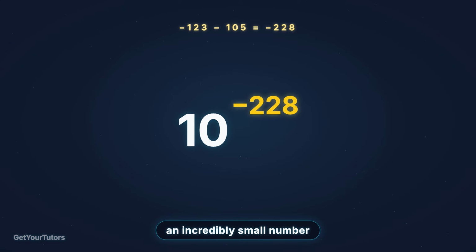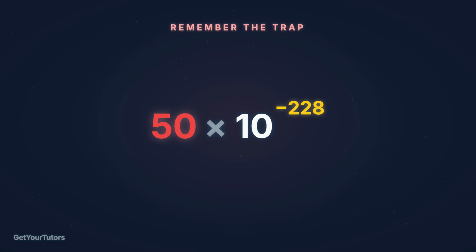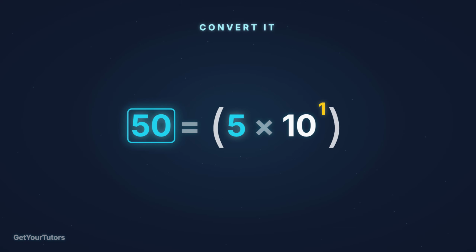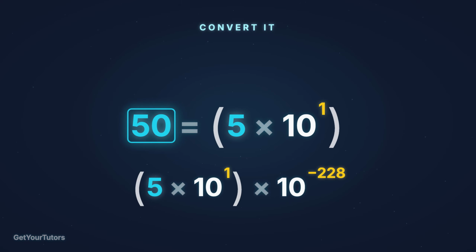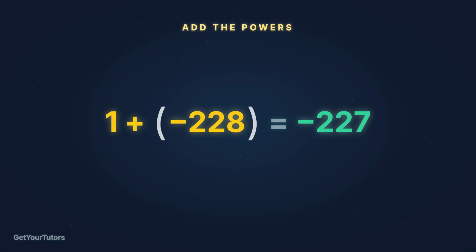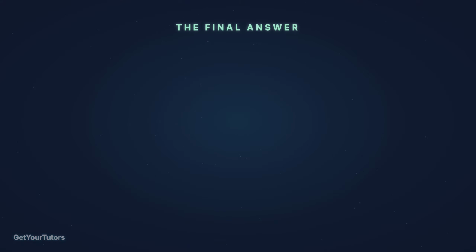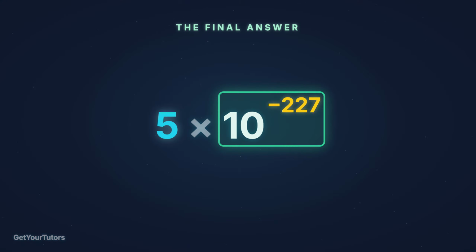Put it all together carefully. We get 50 multiplied by 10 to the negative 228. But remember the trap. 50 is way too large. Convert 50 into 5 multiplied by 10 to the power of 1. Now add this to the massive negative index. Positive 1 plus negative 228 is negative 227. The final perfectly adjusted answer is locked in. The final answer is 5 multiplied by 10 to the power of negative 227.